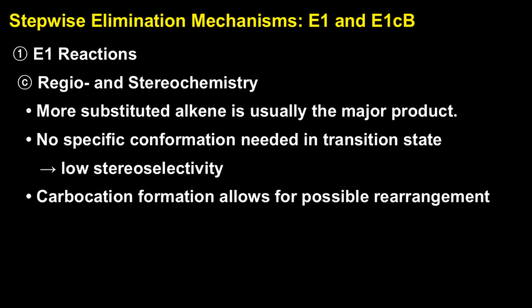Let's wrap up with regioselectivity and stereochemistry. E1 reactions typically follow Zaitsev's rule, which means they tend to form the more substituted and more stable alkene. Since E1 doesn't require a specific geometric setup, like anti-periplanar alignment, the transition state is a lot more flexible. But that flexibility comes at a cost. E1 is less stereoselective. And don't forget, because carbocations are involved, you can get rearrangements like hydride shifts or methyl shifts, which can give you products that are different from what you'd expect based on the starting material.